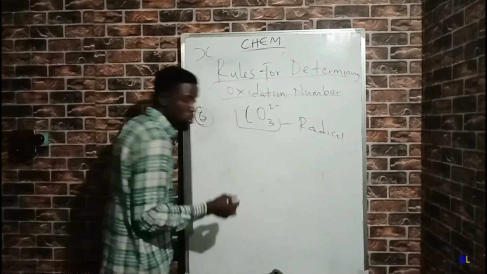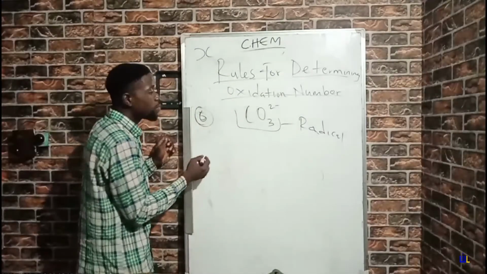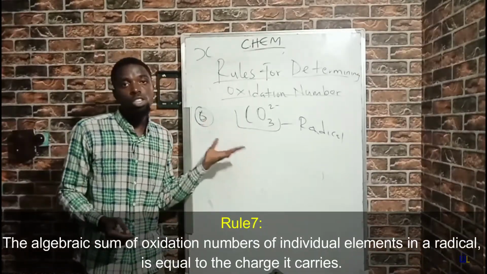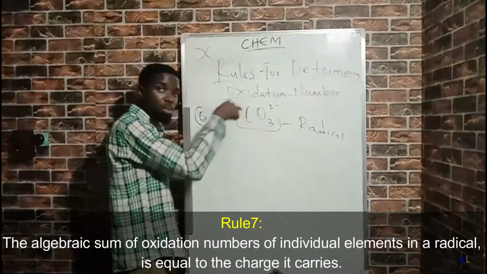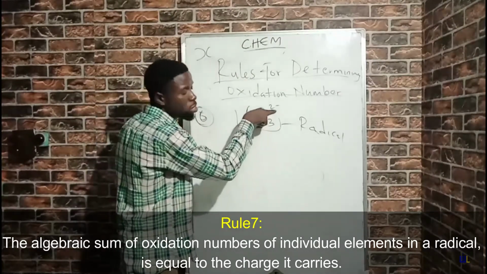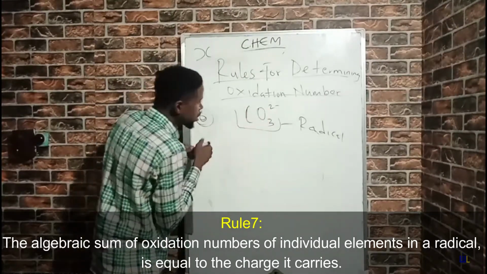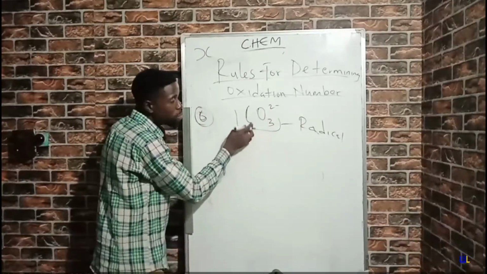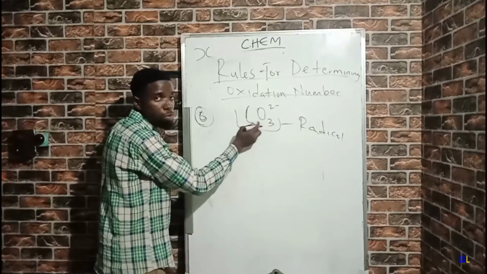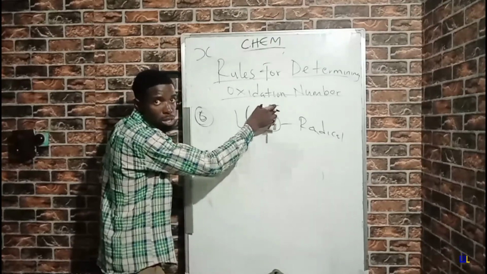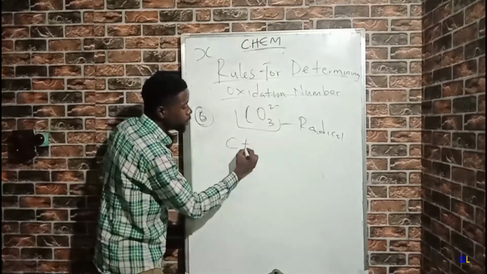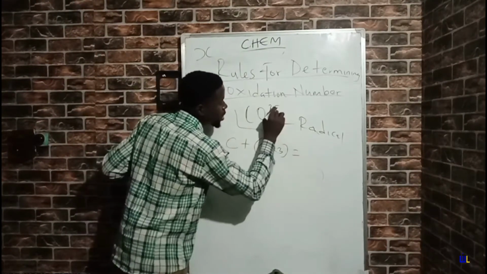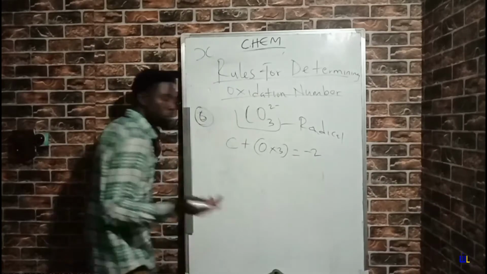Radical. Okay, so the rule for the radical is this: the algebraic sum of the oxidation numbers of individual elements in a radical is equal to the charge they carry. So let's take this. You have CO3 2 minus, which is a radical. If I add the individual oxidation numbers of the constituent elements, it will give me the charge. So we have C plus O times 3. It should equal, what is the charge here? Minus 2. And that's that.